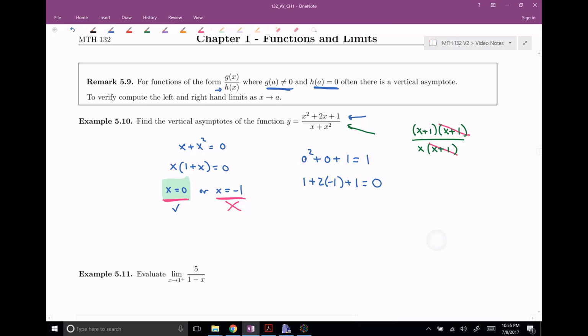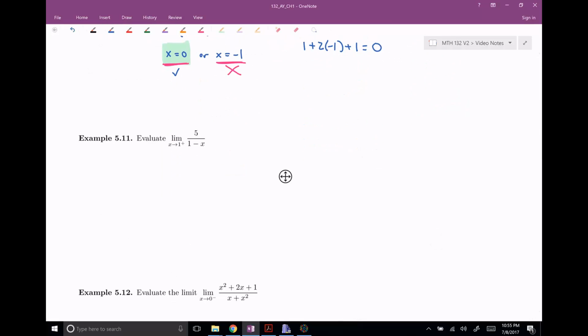All right, now let's move on. The claim is this one is going to have a vertical asymptote. If you try plugging in 1 into this function, you're going to have 5 on top. Let me freehand this for a second. 5 on top, and if I plugged in 1, I would have 0 on bottom. So this is going to be a vertical asymptote. But the question then becomes, is it going towards positive infinity or negative infinity? That's the question we're trying to answer right now. We want to evaluate this limit.